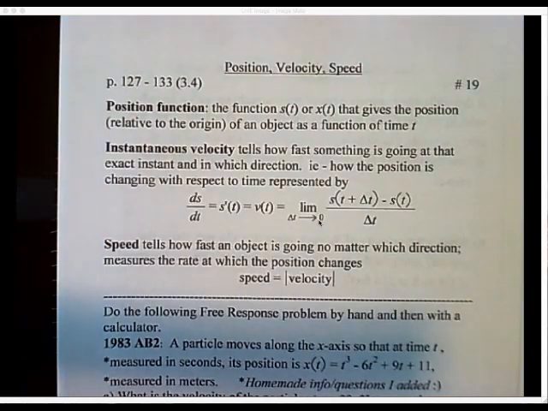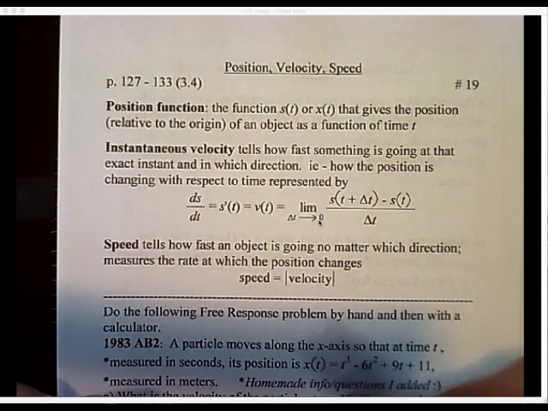It says position function, the function s of t or x of t that gives the position relative to the origin of an object as a function of time t. An instantaneous velocity tells how fast something is going at that exact instant and in which direction, which means how the position is changing with respect to time. And speed tells us how fast an object is going no matter which direction, and measures the rate at which the position changes. So I just want to give some general notes here about position, velocity, and speed.